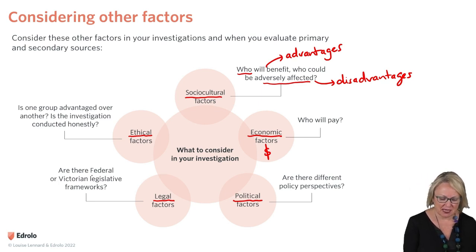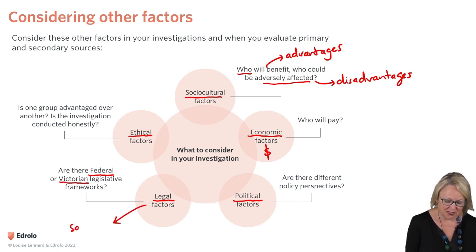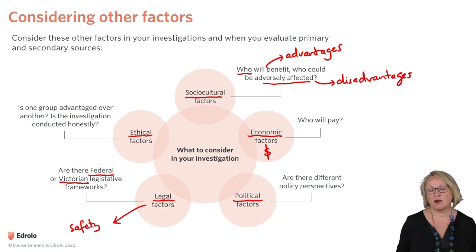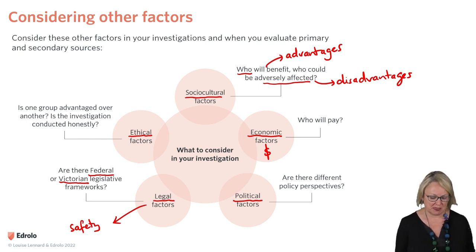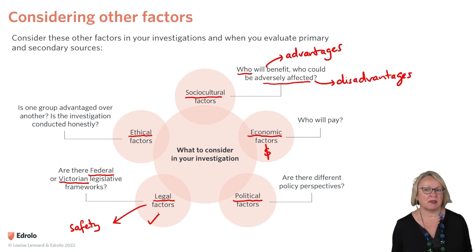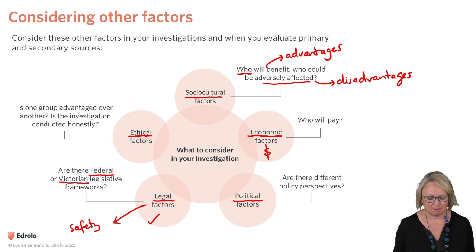Legal factors, is there Commonwealth or Victorian legislation that might be important? This is particularly important with safety. So any investigation that you do, any practical investigations, you'll need to do a risk assessment. A risk assessment is ticking off to make sure things are followed, the legal processes are followed. So that's just one example. Other things are asbestos, for example, is banned because it's toxic. So that's another sort of legal aspect.